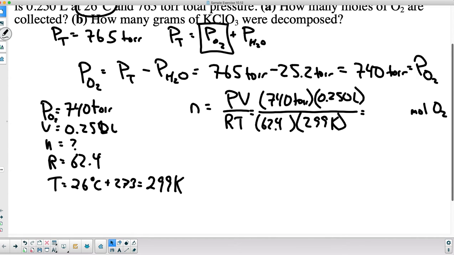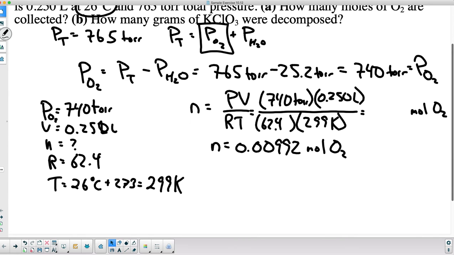So when I do my calculator, I'm going to walk over and get my calculator. Okay, so it looks like it's going to be 740 times 0.25 divided by 62.4 divided by 299, and that equals 0.00, so 2 zeros, 0.00992 moles of O2. Okay, so that's the number of moles that we produced.